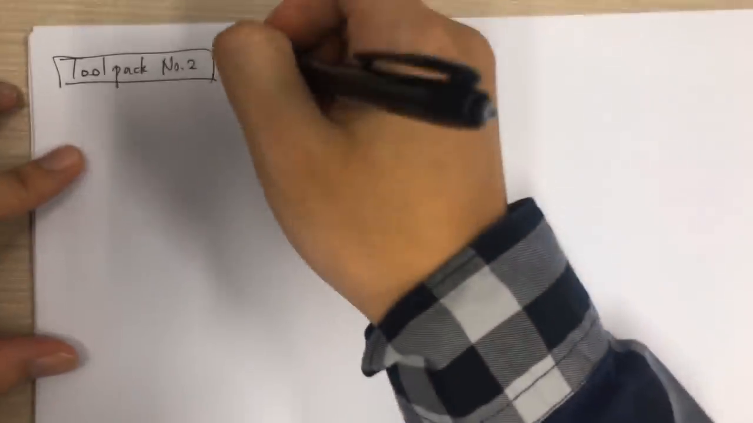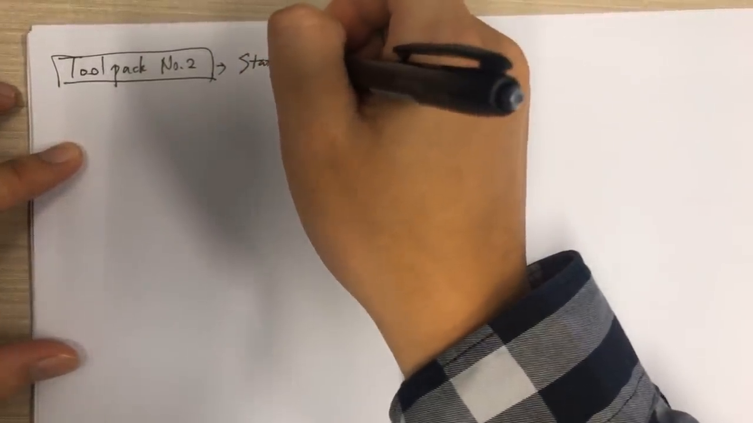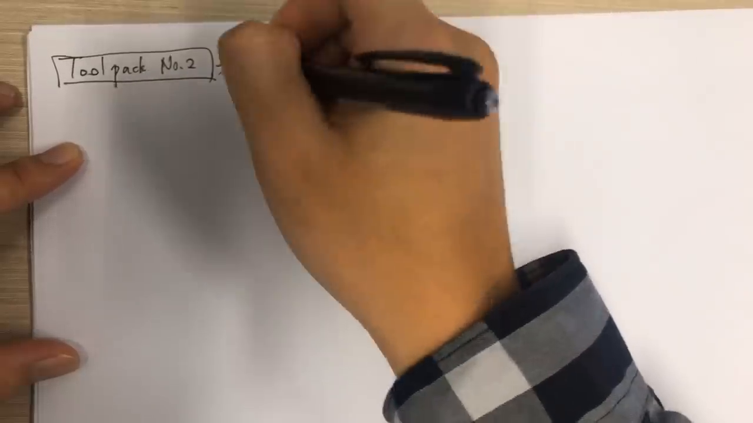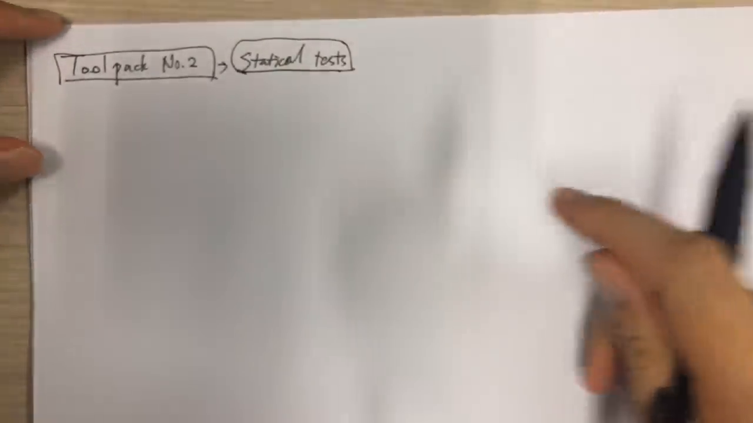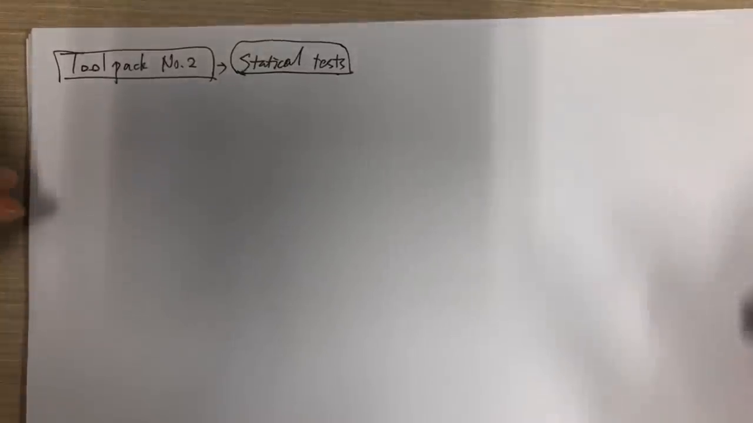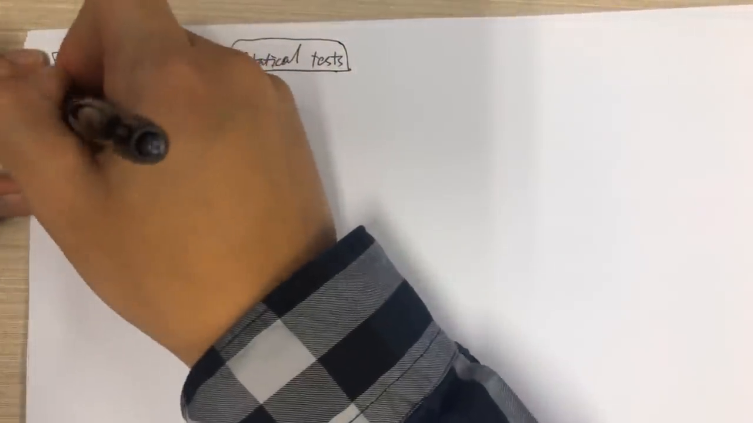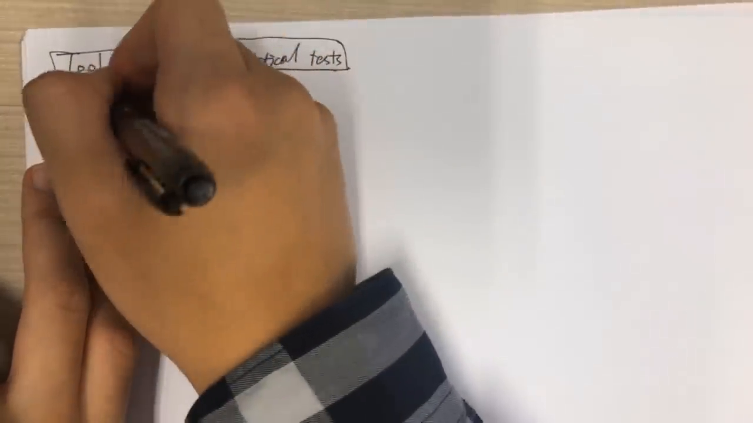So 2 pack number 2 is the statistical tests, or significance tests, whatever. The statistical tests are also very important in assessing our model, especially how significant the linear relationship is. For the statistical tests, we usually test the following 3 things. The first thing is testing for the correlations.